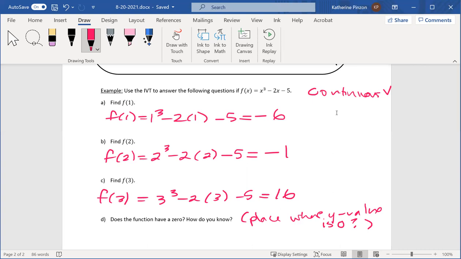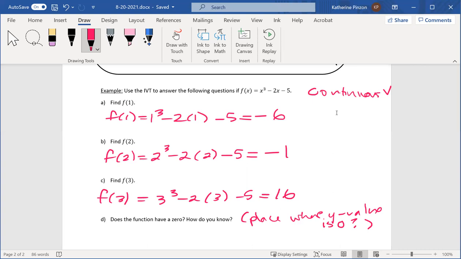Yes. So somewhere between x equals 2 and x equals 3, there has to be a 0. At x equals 2, the function is a negative number. At x equals 3, the function is a positive number.